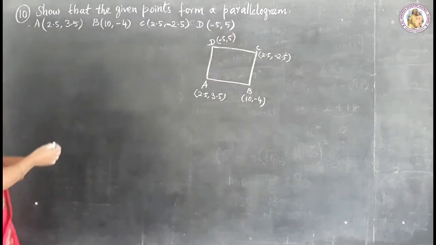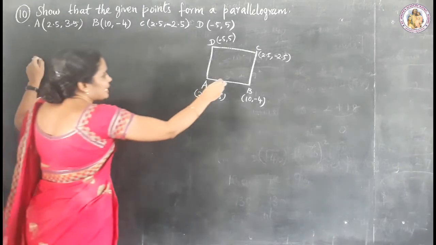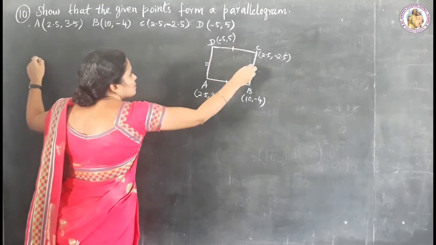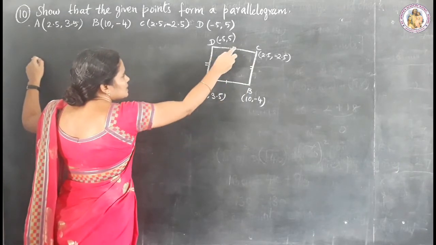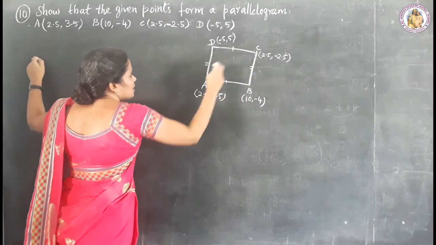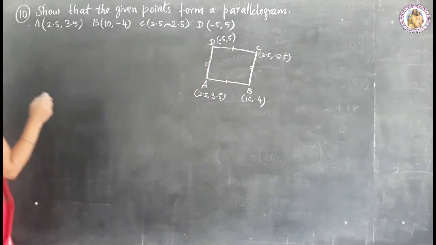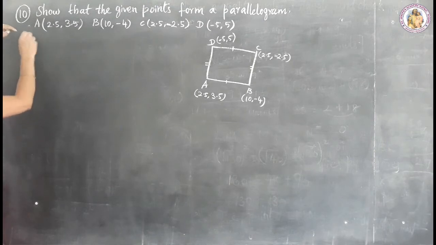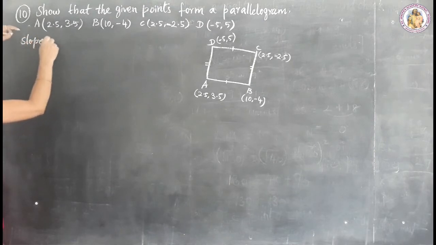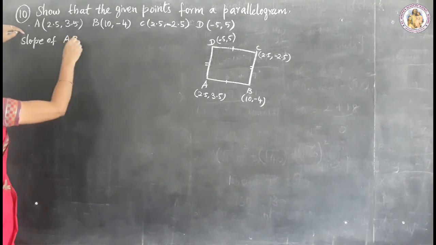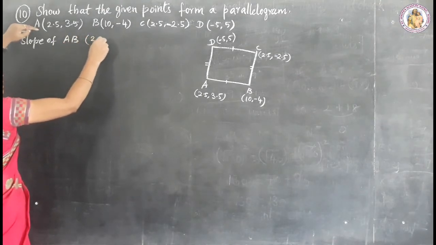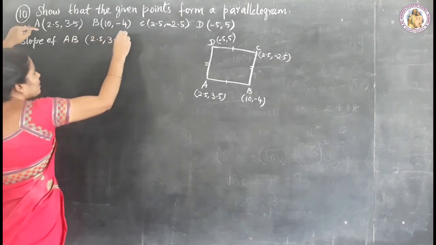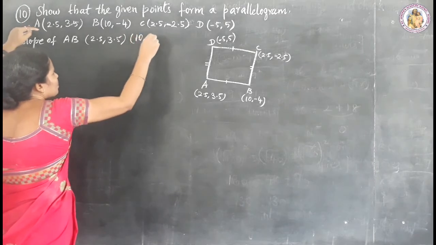Okay, now in a parallelogram, opposite sides are equal. AB is equal to CD, and BC is equal to AD. Now let us prove this using these points. So slope of AB. The points are (2.5, 3.5) and (10, -4).